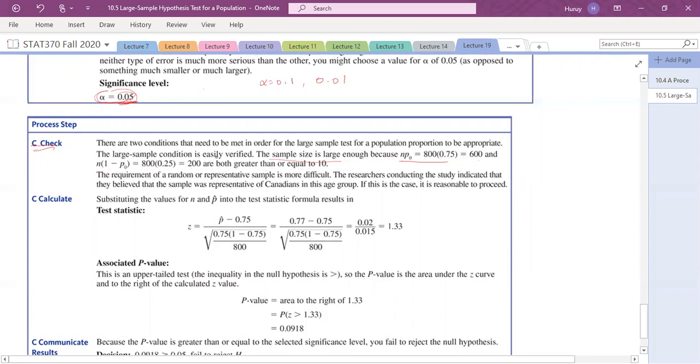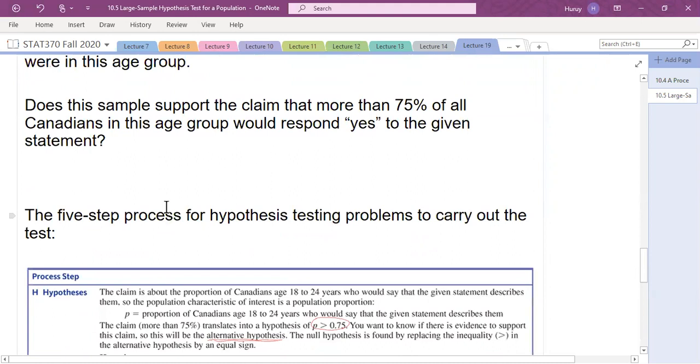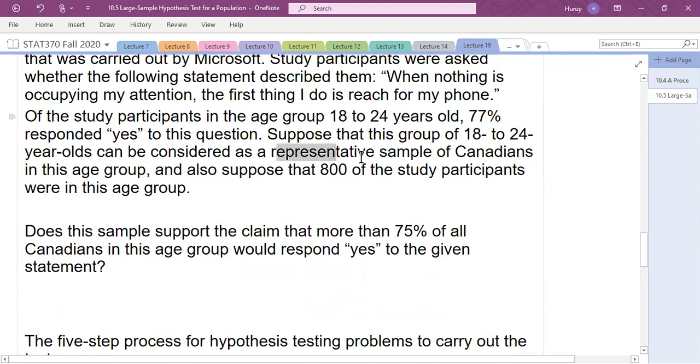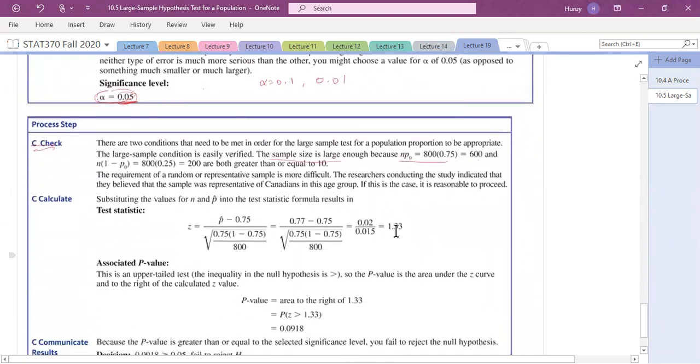And how about the other condition? Well, we mentioned earlier, because it says it's a representative sample, we are sure about it because we're assuming it's a representative sample. Therefore, both the conditions are met. And those are the requirements in order to follow this hypothesis testing procedure. Then calculate the statistic.